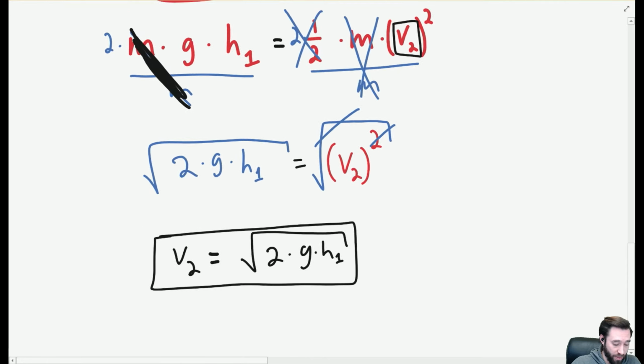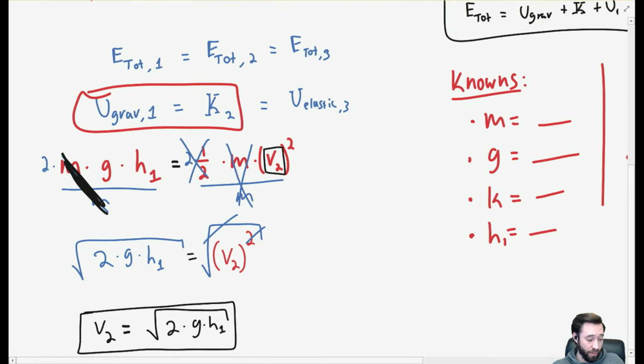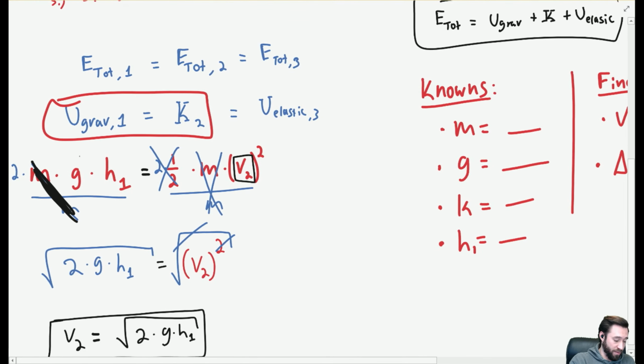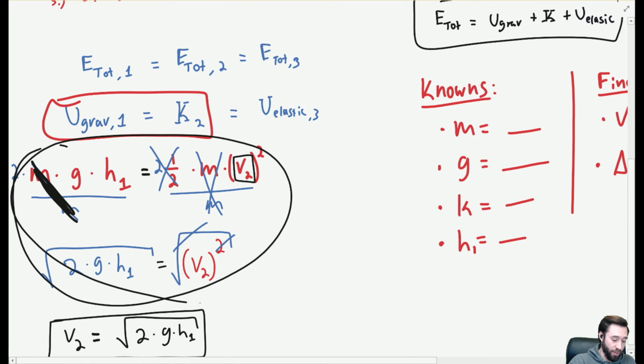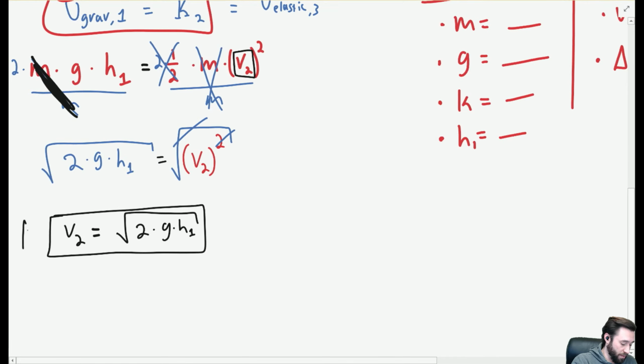So since I've already gone through this example, you don't need to do any of this algebra. Like any of the stuff that I just did right here, you don't need to do that on the assessment. All you need to focus on is if I ask for V2 and I give you these knowns, you can just plug in those knowns into this equation and you already have V2. Cool.